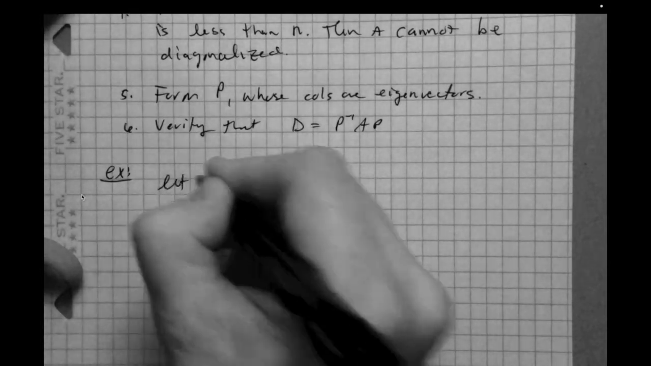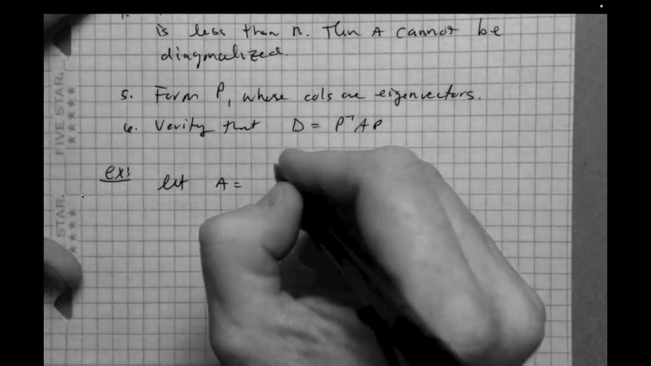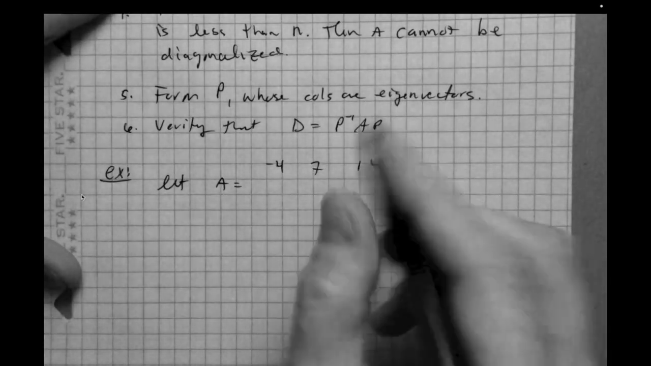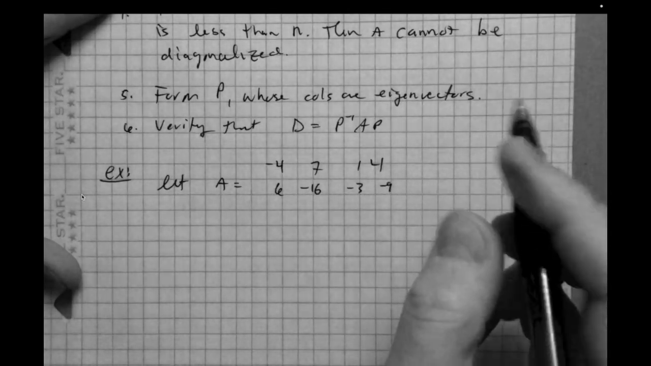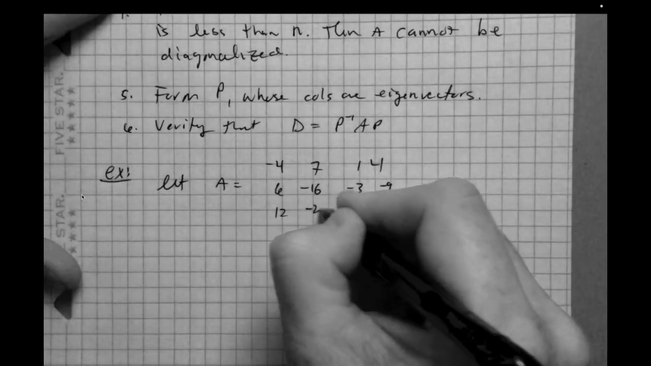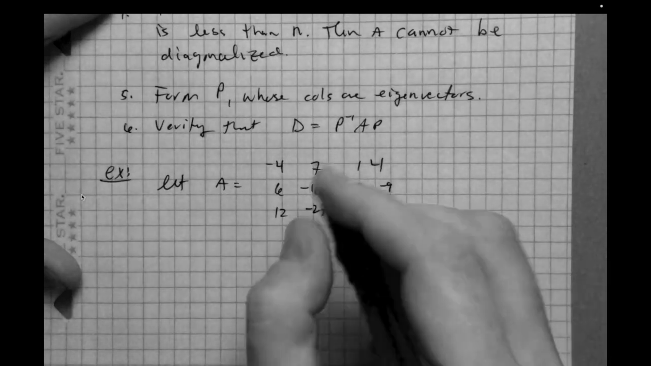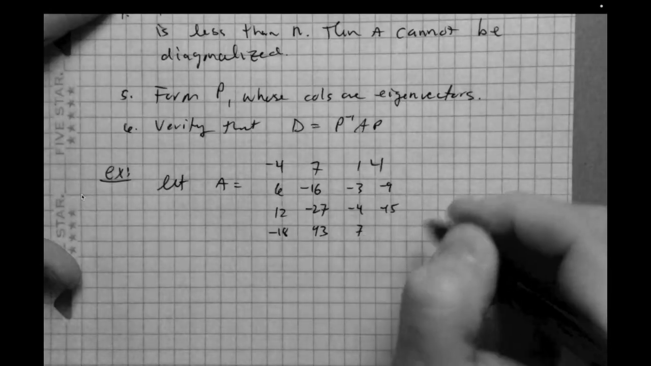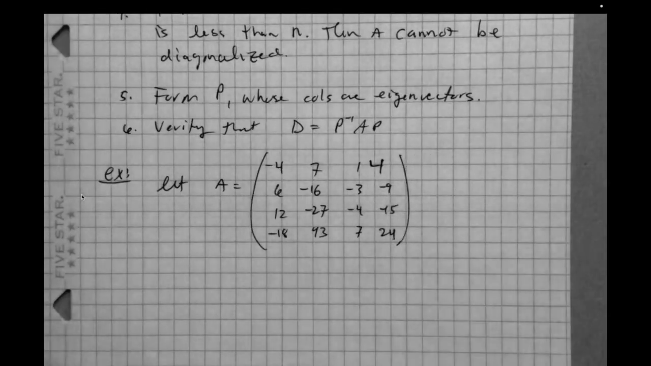So let A be a 4x4 matrix. The rows are: -4, 7, 1, 4; then 6, -16, -3, -9; then 12, -27, -4, -15; and then -18, 43, 7, and 24. Okay, so that's our 4x4 matrix.